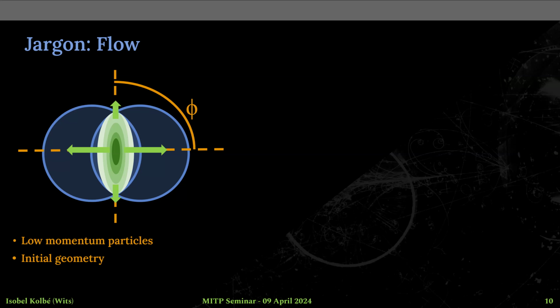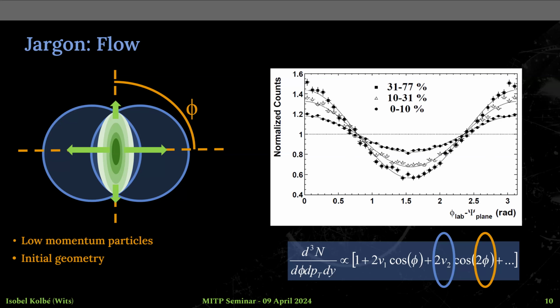You can actually see this in data early on already. This is a STAR measurement, and it shows three different centrality classes, which we're now comfortable with: 0 to 10%, most overlap; 31 to 77%, the most peripheral. Let's look at this 31 to 77% one. The black squares are a function of the angle, exactly the angle that I've drawn here, and this is the number of particles in a given bin with a given momentum.